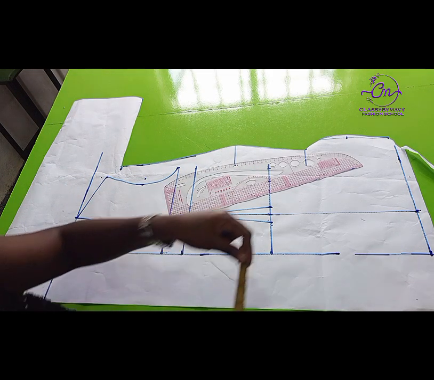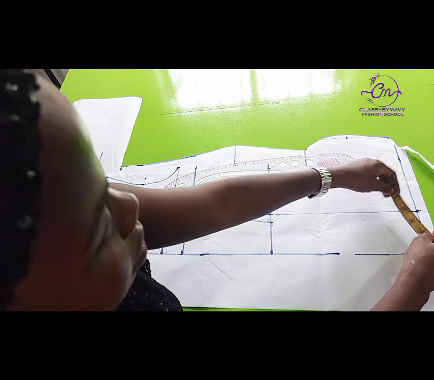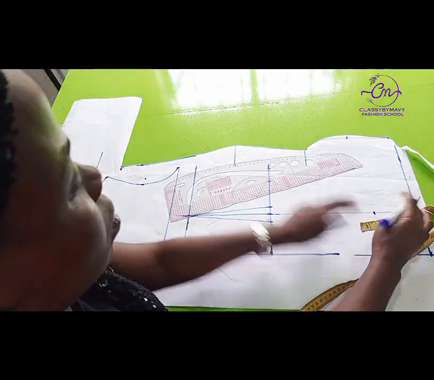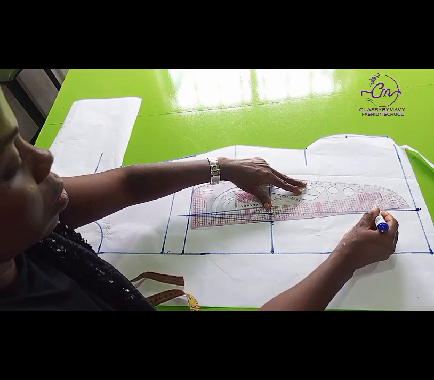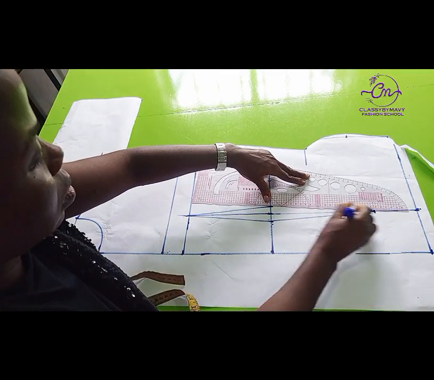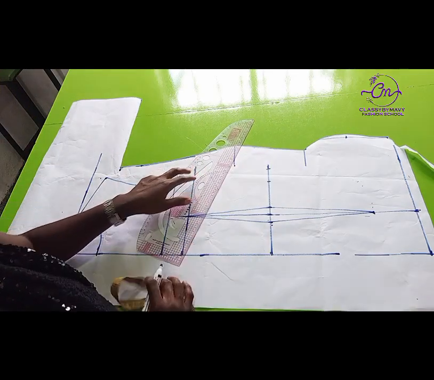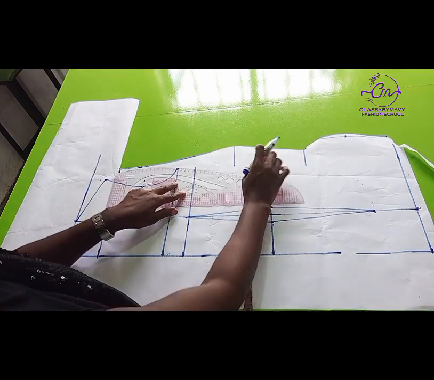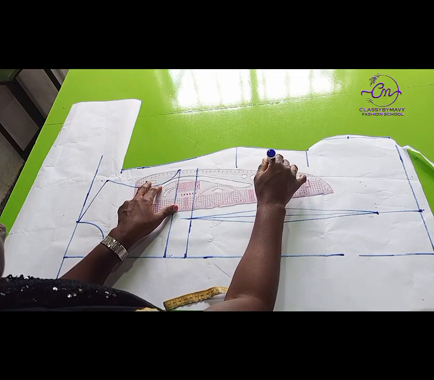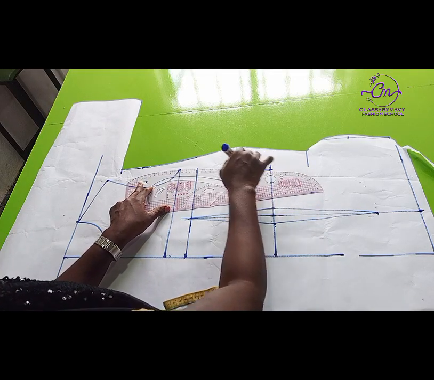The next thing I want to do, I will mark 3 inches from the hemline, 3 inches. I have marked that, and then I will link also to the waistline. Okay, so we have inserted our dart. Now I'll be linking the waistline to the chest line. Okay, to the bust and the chest line.